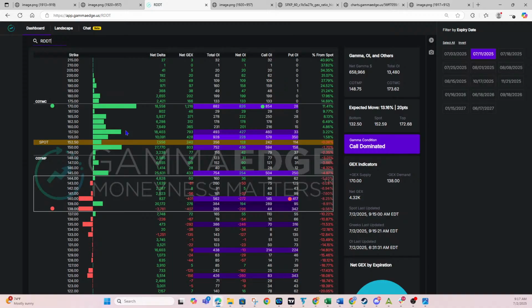So, yep, that's the takeaway for Reddit. So, yeah, possible price appreciation up towards 170. Again, looks pretty good.